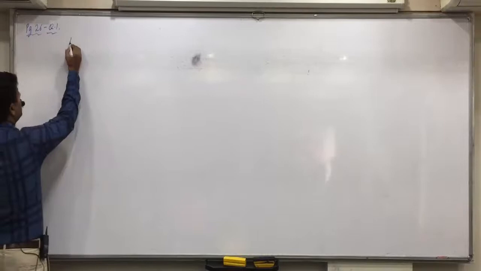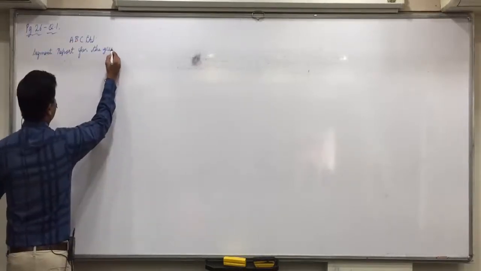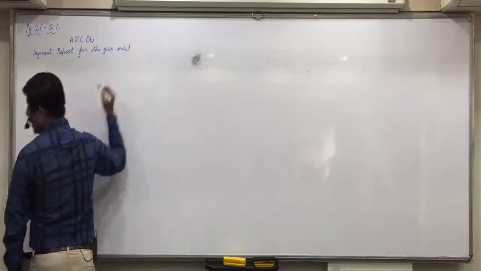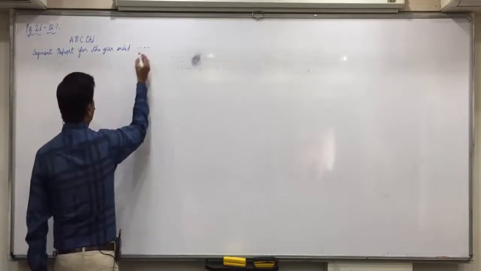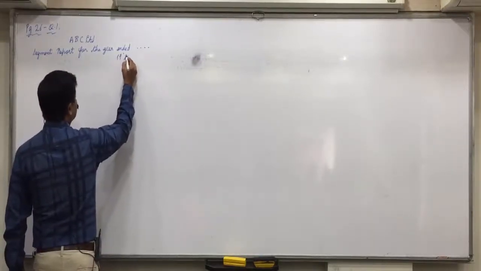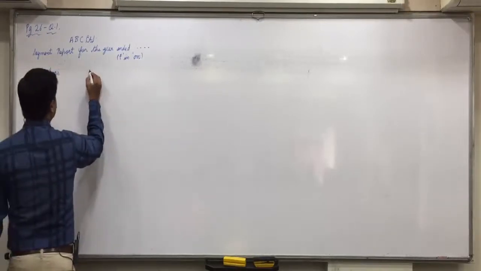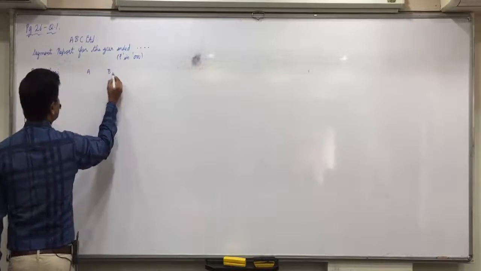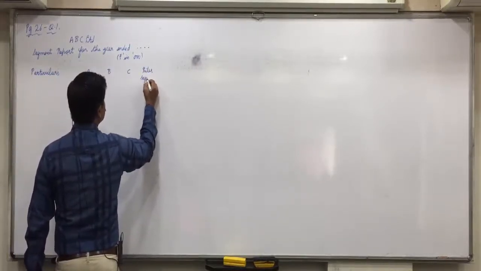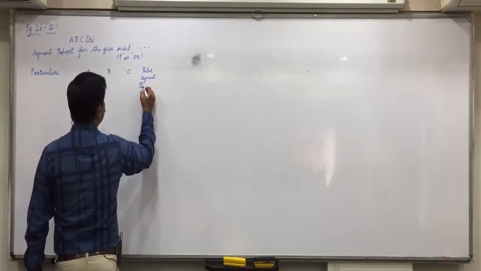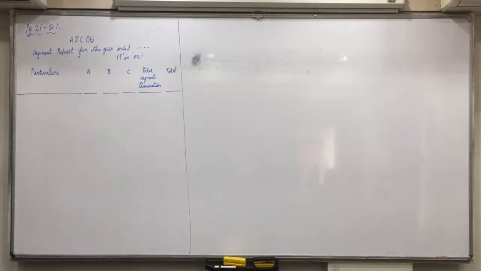ABC Limited segment report for the year ended. Is the year ending given? Not given, so dot dot dot. And at the top itself we mention rupees are in thousands. Particulars. Segments are A, B, C, inter-segment elimination and total.